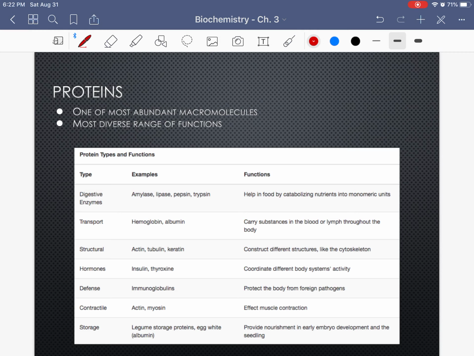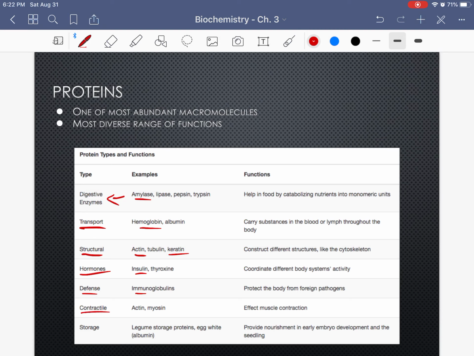They have a lot of different things that they can do. They can break down the food that we eat, such as amylase in our spit, which breaks down carbohydrates. They transport things, such as hemoglobin, which transports oxygen around the body. They're structural, like actin, which is a main part of our muscles, and keratin, which makes our hair and our nails. They're hormone signals such as insulin that lets us regulate our blood sugar levels. They're defensive. They're part of our immune system.